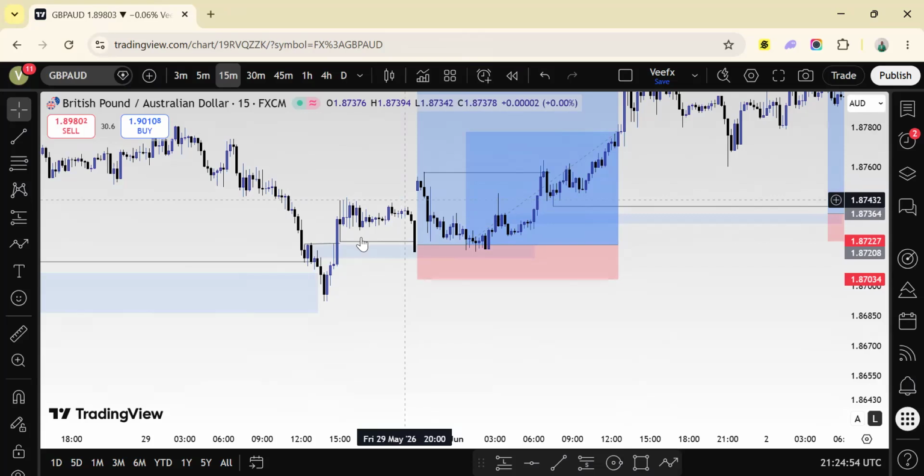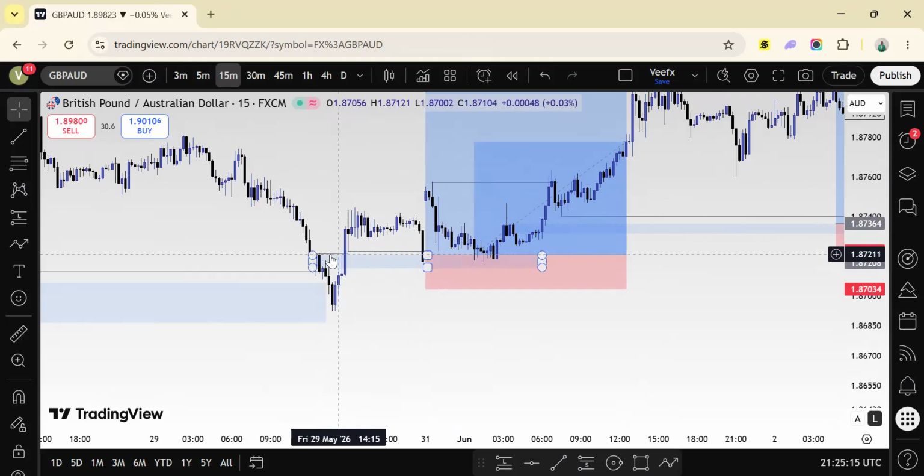What I mean by close above is, if it's a market structure shift to the upside, your inducement liquidity must close above the candle that caused the multiple break of structure, or market structure shift. If it is to the downside, it must close below. But this is an example to the upside.